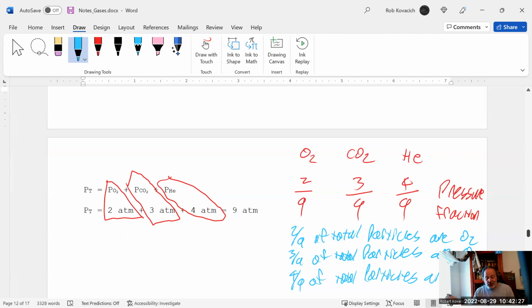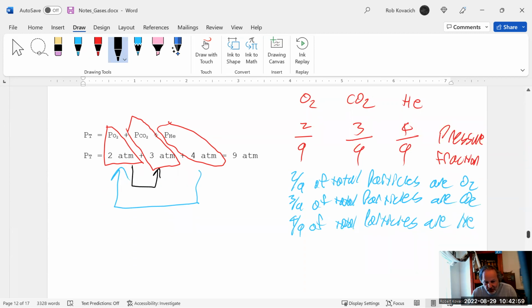So if there's a higher pressure due to helium, like there is in this case, then there's more helium. How much more helium is there than oxygen? There's twice as much, because the pressure is twice as much. How much more gas of CO2 is there than the oxygen? 50% more. So if there's 1 mole of O2, then there's 1.5 moles of CO2. That's just how it works.